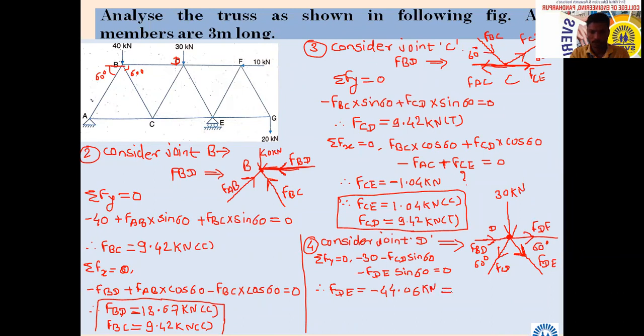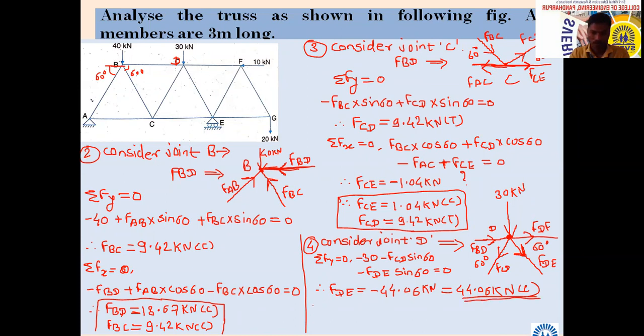So it means it is 44.06 kilonewton. We assumed the force to be tensile, but it came negative. It is compressive. Compressive one.